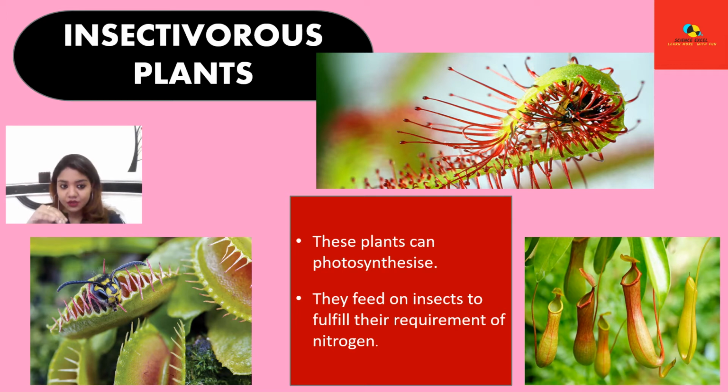The lid gets closed and the insects get entangled in the hair, and then the insect is digested with the help of the digestive juices which are secreted in the pitcher. Okay, and then they extract the nitrogen out of it. So this is how these insectivorous plants feed. Okay, and they obtain their nutrition from other organisms.